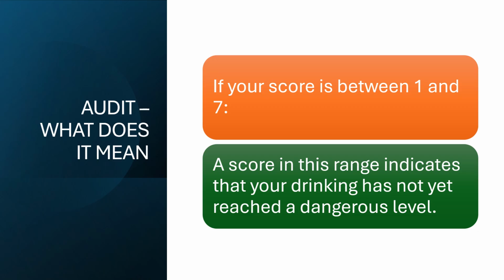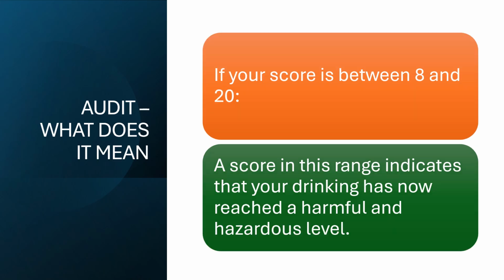So to look at what the scores mean, if you scored between a 1 and a 7, a score in this range is going to indicate that your drinking hasn't reached a dangerous level yet. So maybe you have a few drinks each week, but your drinking hasn't begun to cause trouble with other people in your life. If you have a score towards the higher end of this, like a 6 or a 7, you may want to start paying more attention to how much you're drinking and how this may be affecting the other people in your life.